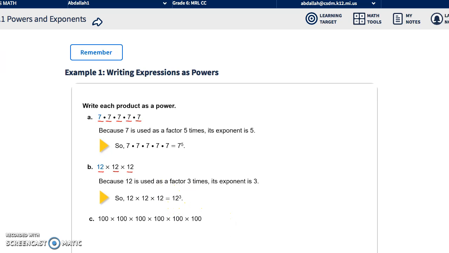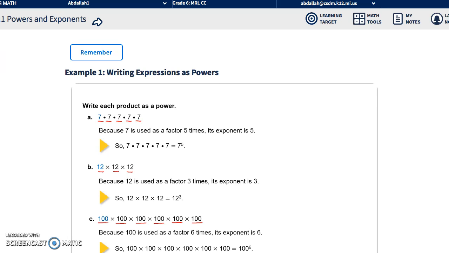Part C, 100 times 100 times 100 times 100 times 100 times 100. The repeated factor this time is 100. The number of times 100 is used as a factor is 1, 2, 3, 4, 5, 6 times. Because 100 is used as a factor 6 times, its exponent is 6. So 100 times 100 times 100 times 100 times 100 times 100 is equal to 100 to the sixth.